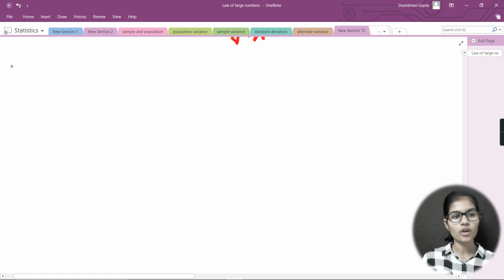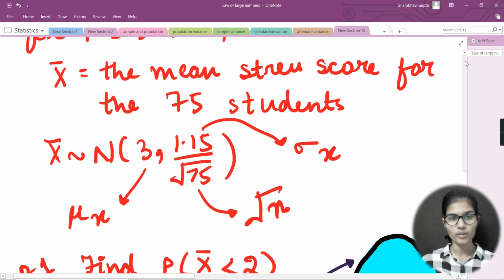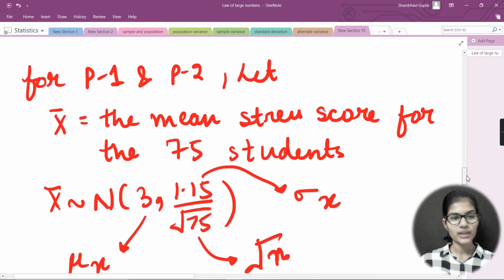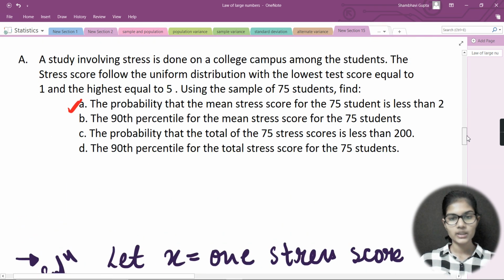Now moving towards problem number 3 and problem number 4. For these we need to take something different. For problem number 1 and problem number 2 we had taken x bar is equal to the mean, x bar is equal to the mean stress score for the 75 students, right? Because we were just given the mean stress score in that, but now in questions C and D you will not find the words mean stress score anywhere.